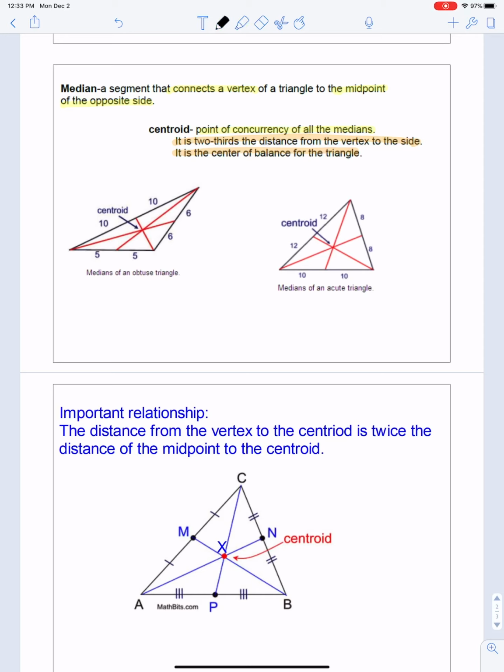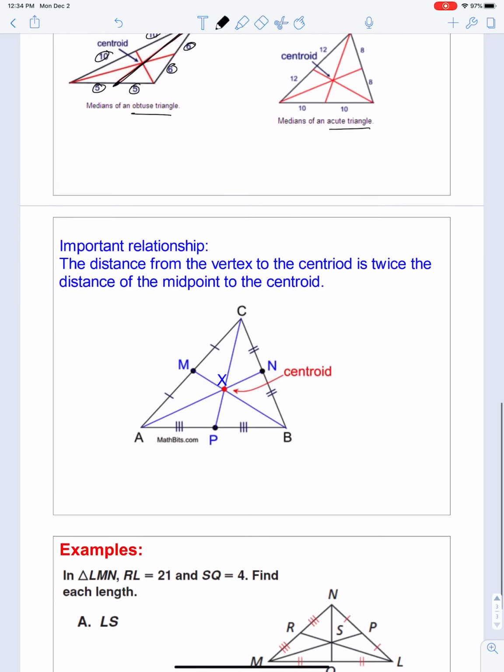So you can see that each side is broken apart: 10 and 10, 6 and 6, 5 and 5. So they all are hitting the midpoint and then the opposite vertex. That's where the median comes from. So on the left, you have the obtuse triangle, what it would look like, and on the right, you have the acute triangle. So here's the important relationship that we were talking about.